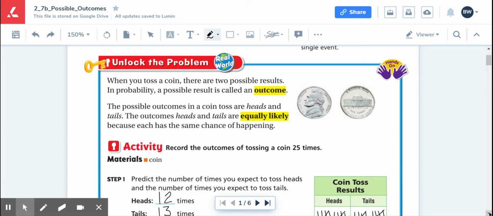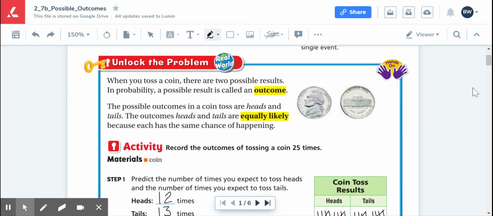So we have two outcomes when we toss a coin. The possible outcomes in a coin toss are heads and tails. The outcomes heads and tails are equally likely because each has the same chance of happening. So you can either get heads or tails.